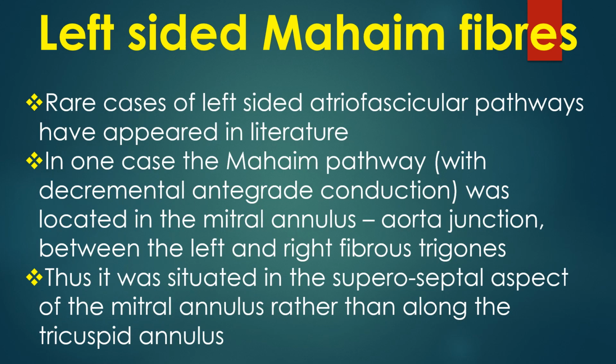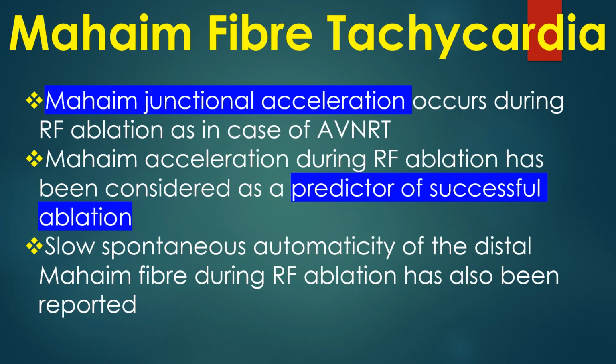Mahaim fibers are usually located around the tricuspid annulus. The fibers are peculiar in that loss of conduction can occur even with trauma due to the electrophysiological catheter used for EP study. Specific Mahaim potentials, known as M potentials, generated by the accessory pathway can be recorded in certain cases and are useful in guiding successful radiofrequency ablation. Mahaim junctional acceleration occurs during RF ablation, as in the case of AV nodal reentrant tachycardia.